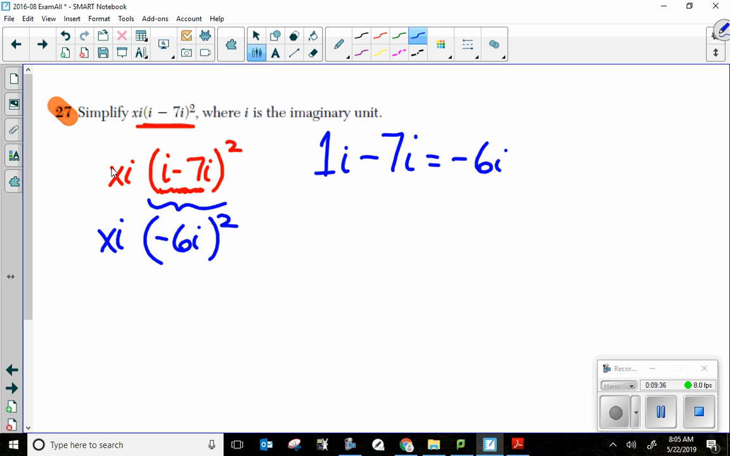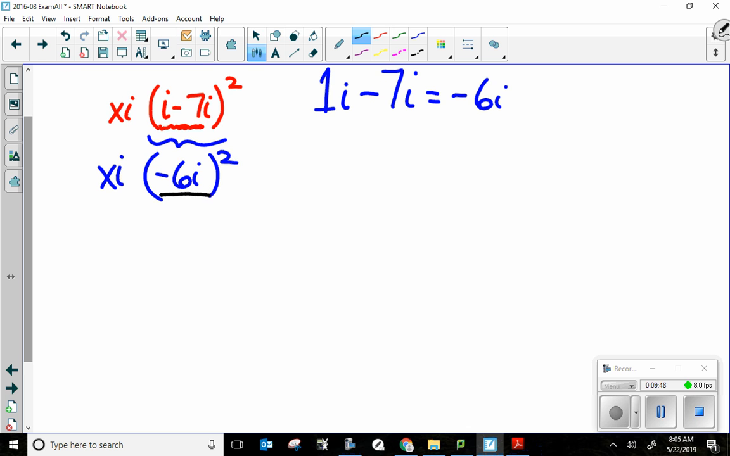Wow, that was a million times easier. I probably did that on the answer key, and I just haven't looked at the answer key in like 2 years. But look at me. I am proud of myself. Now, I am going to square this. Okay, if I square negative 6, I get positive 36. And i squared is i squared. Times xi.